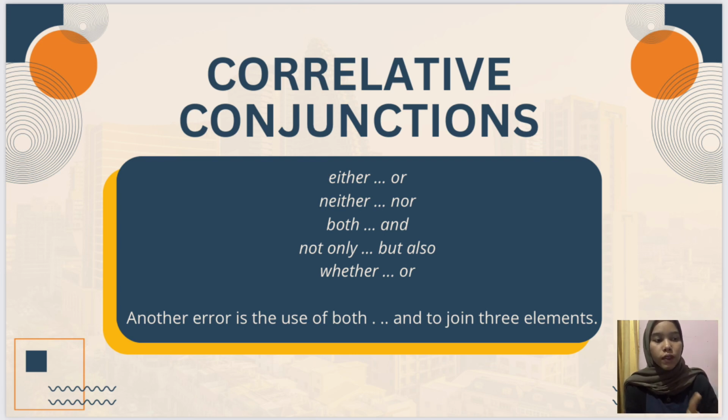And there is another error, which is the use of both and to join three elements. So when you find a sentence that uses the both and correlative conjunction, but they put three elements in it, it is considered to be an error because we only use both and for two elements. Okay, that's all about the topic for correlative conjunction.